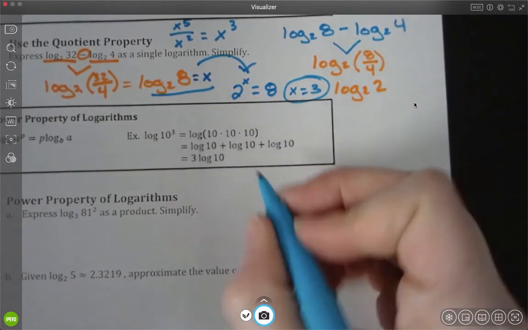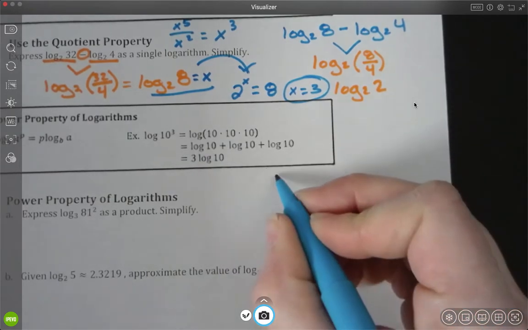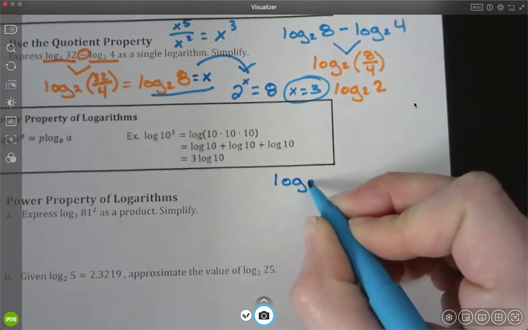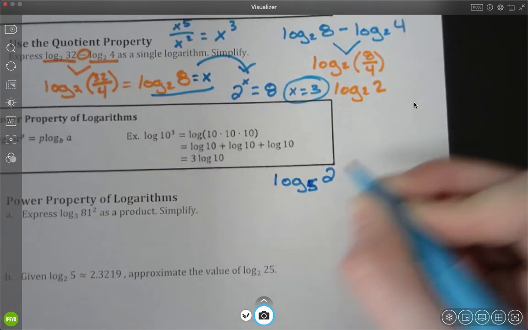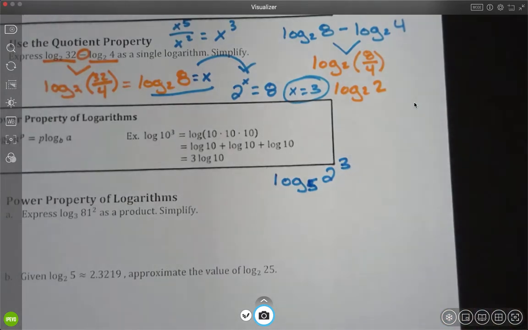Let's say I have this going on. Log base 5 of 2 to the third power. Write this down. This is a made-up example, but I'm going to show you how this works. Log base 5 of 2 to the third power.